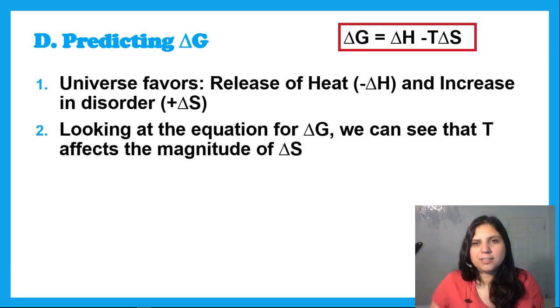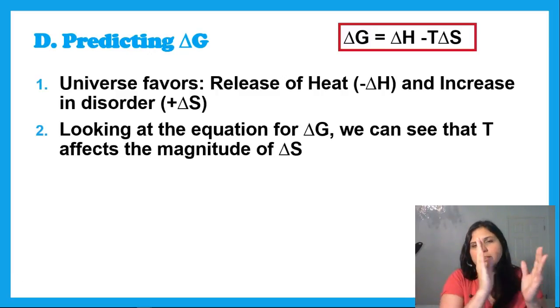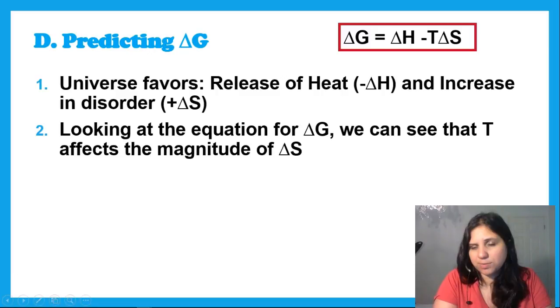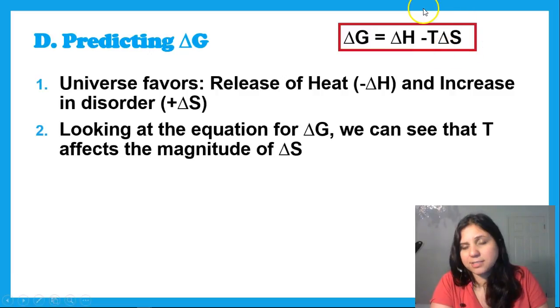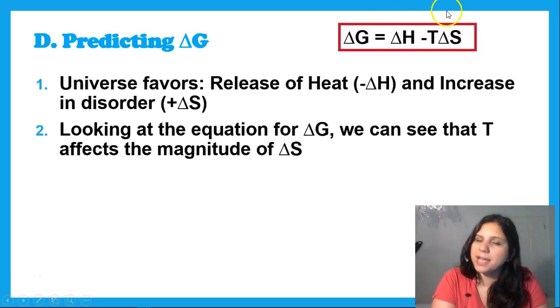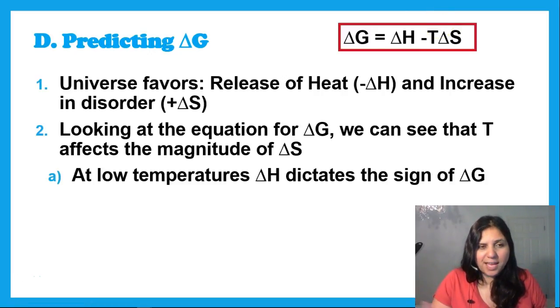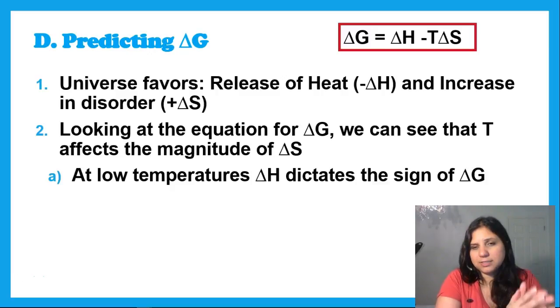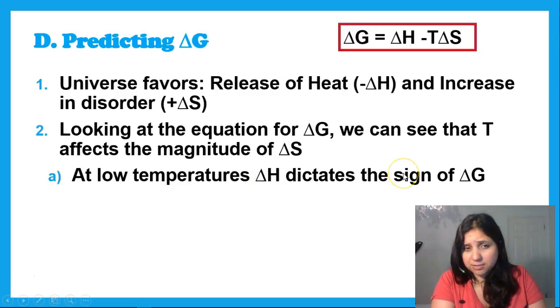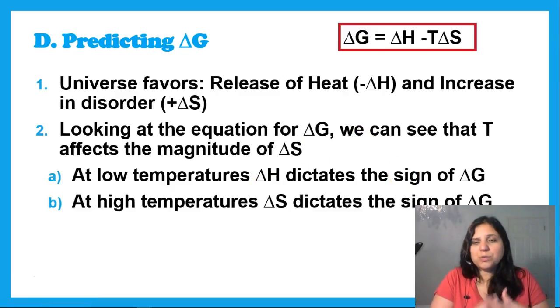If you look at the equation, you can see that temperature, T, has an impact on entropy. Why? Because it's right next to entropy. If this number is small, that makes the magnitude of what we're subtracting small. If this number is big, that makes the magnitude of this part of the equation bigger. So, because of that, when the temperature is low, delta H dictates the sign of delta G. Temperature is low, delta H will have a bigger say on whether it's spontaneous or not. The opposite is true when temperature is high.